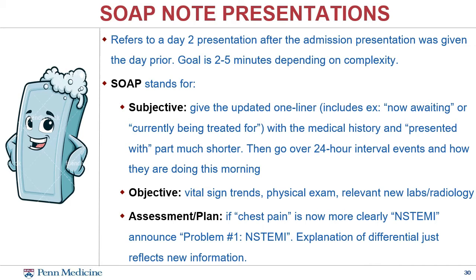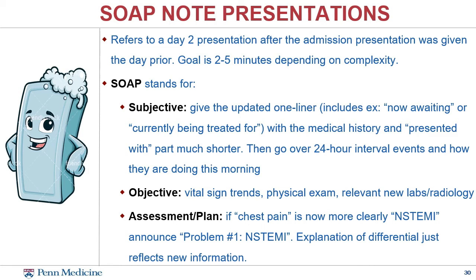The subjective part is now going to be your updated one-liner, which now includes things like now awaiting or currently being treated for, with the medical history and presenting part much shorter. Now you're going to go over the 24-hour interval events. So what happened during the day yesterday, what happened overnight, and how are they doing this morning? For objective, you're going to go over vital sign trends, physical exam, mainly just focusing on things that are different than yesterday, and any new labs or radiology.